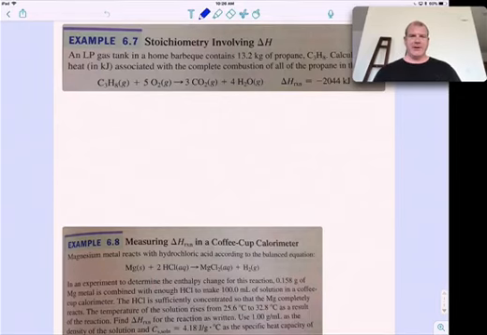So we are continuing on our exploration of stoichiometry, and now we're going to involve chemical reactions with stoichiometry. A liquid propane tank at a home barbecue has 13.2 kilograms of propane. Calculate the heat in kilojoules associated with the complete combustion of all the propane in the tank.